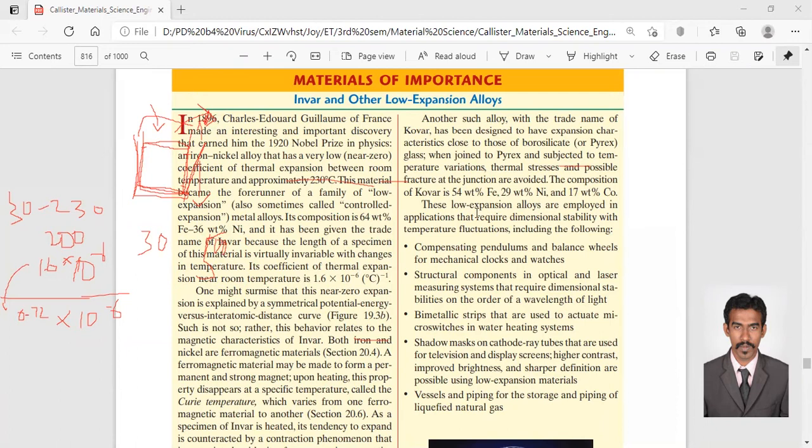So these low expansion alloys are employed in applications that require dimensional stability with temperature fluctuations, including the following. So they need to stay steady when the temperature fluctuates. So that's the purpose. When the temperature increases, dimension will also increase. When the temperature decreases, dimension will also decrease.